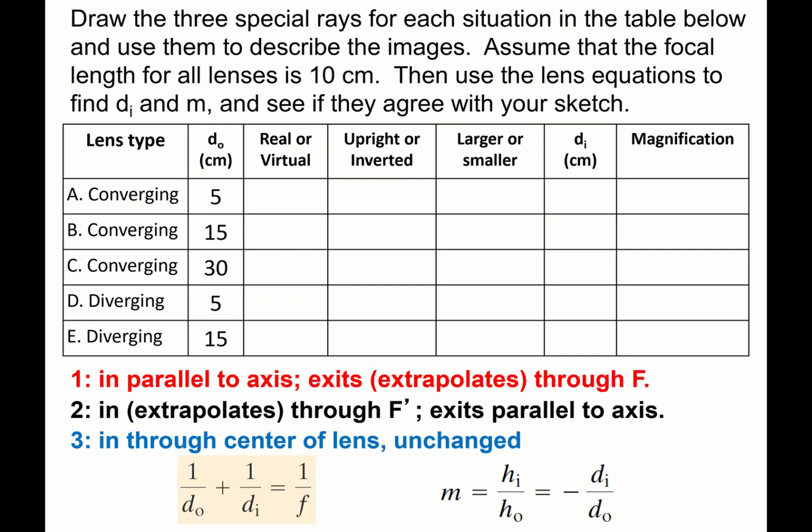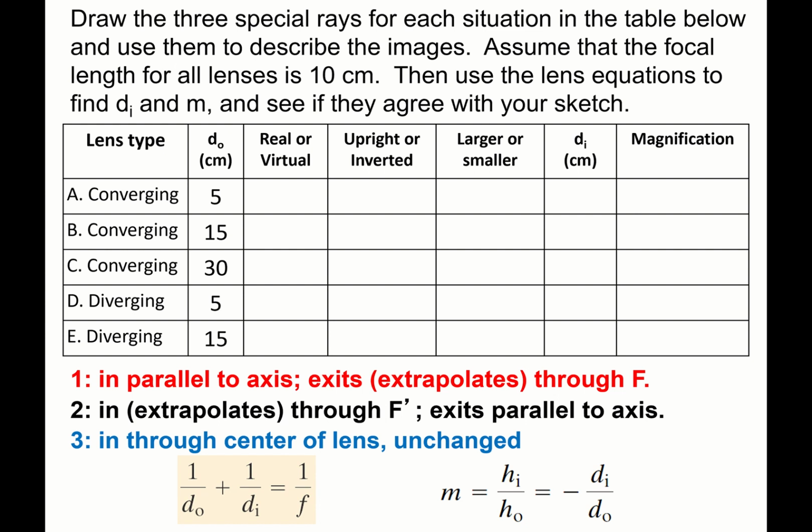Okay, so what I want you to do is to do the same thing that we did for mirrors. I've got a table here with every possible combination of what you could have. So I've got converging lenses and diverging lenses. I give you various DOs. Assume that the focal length for all the lenses is 10 centimeters. Remember, you've got to get the sign right for converging and diverging. Use the 3 special rays that are written down below to draw a sketch for each of the 5 cases, A, B, C, D, E. And then use the equations at the bottom to also calculate DI and M in those last 2 columns and see whether that agrees with what you got from your sketch.